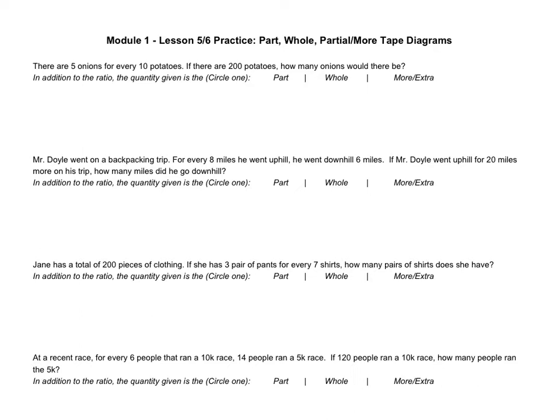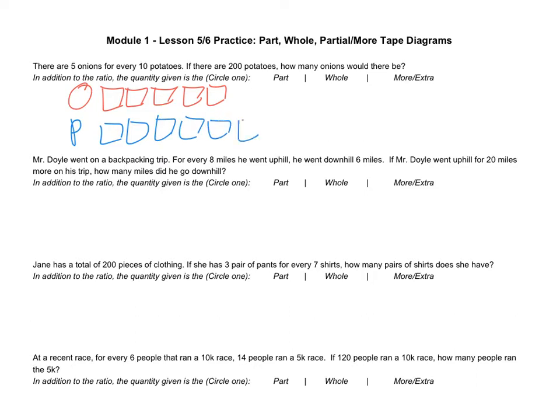So let's get started. The first problem says there are 5 onions for every 10 potatoes. If there are 200 potatoes, how many onions would there be? The first thing you can do is make your little tape diagram. So we have 5 onions: 1, 2, 3, 4, 5. And potatoes: 1, 2, 3, 4, 5, and so on. So there is our 5 to 10 ratio for the 5 onions for every 10 potatoes.